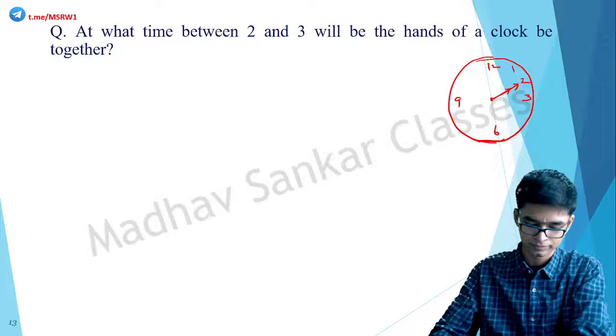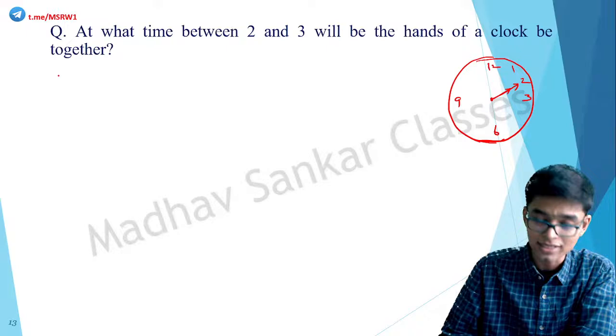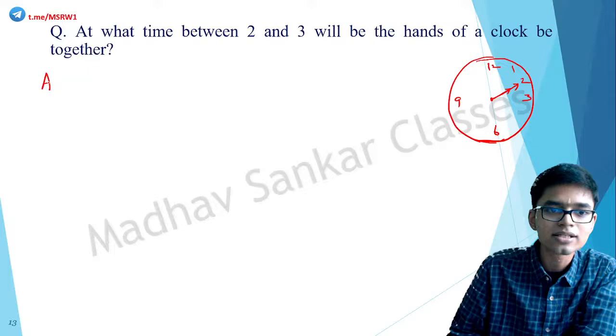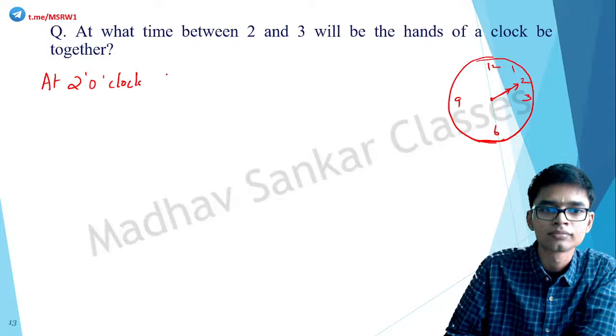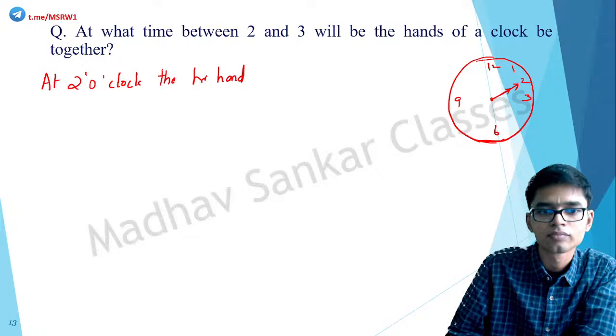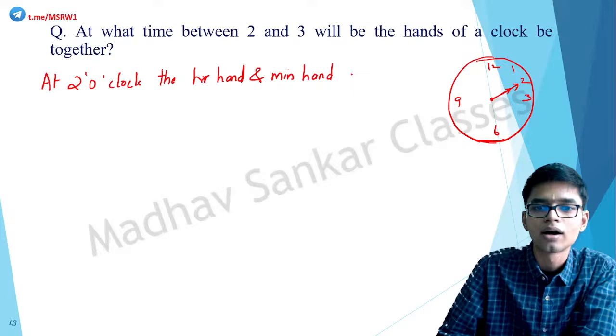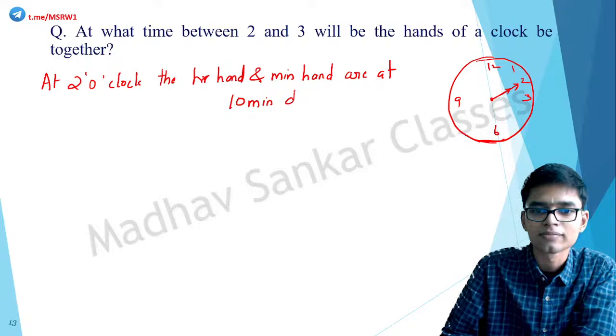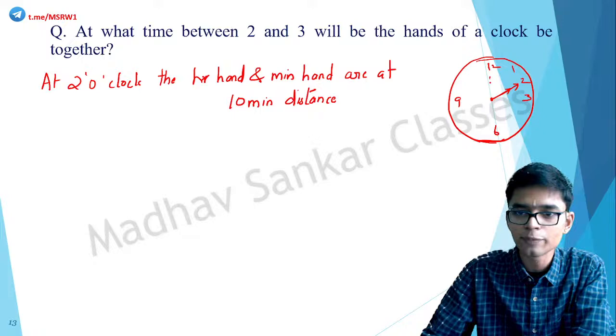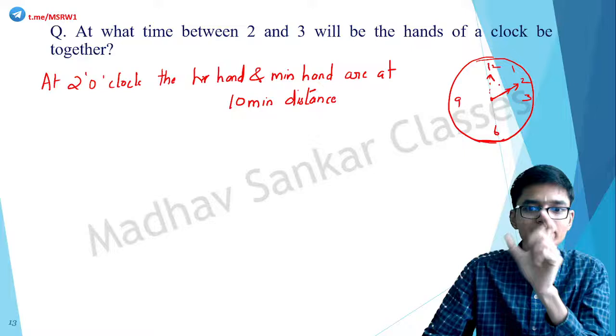Let's start by writing a statement, okay? At 2 o'clock, the hour hand and minute hand are at 10 minutes distance. Correct? At 2 o'clock, the minute hand will be here, and the hour hand will be pointing exactly to 2. So the difference is 10 minutes. So their distance is 10 minutes, angular distance.